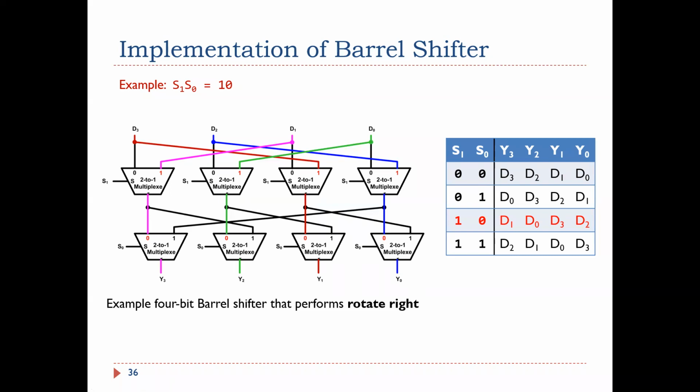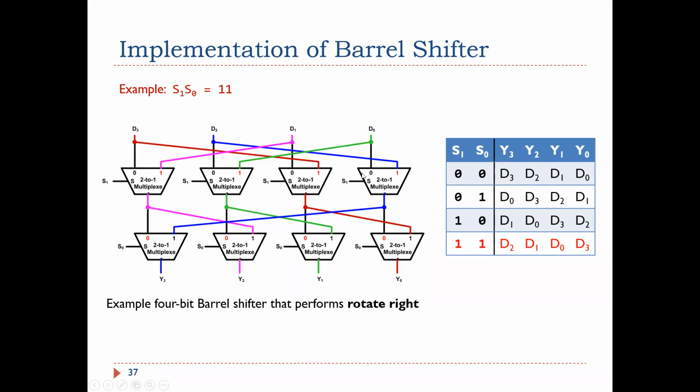So now if you would like to do 1 and 1, which is basically 3 times of shift right, rotate right, we would like to get D3 here. So let's see that we can get D3 in this location. In this case, both S0 and S1 will be 1, meaning that in both stages, we're going to select the second input.